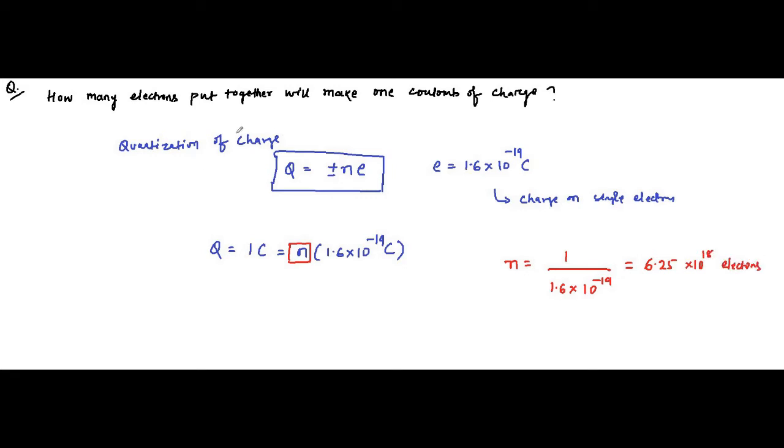So the basic principle involved here is the concept of quantization of charge, that is, the charge on any object is always some multiple of the electronic charge, 1.6 into 10 to the power minus 19 coulomb. It can be positive or negative, but N always is an integer. Okay, so we had to calculate this value of N and we got it. So it is a very simple question but involved an important concept.